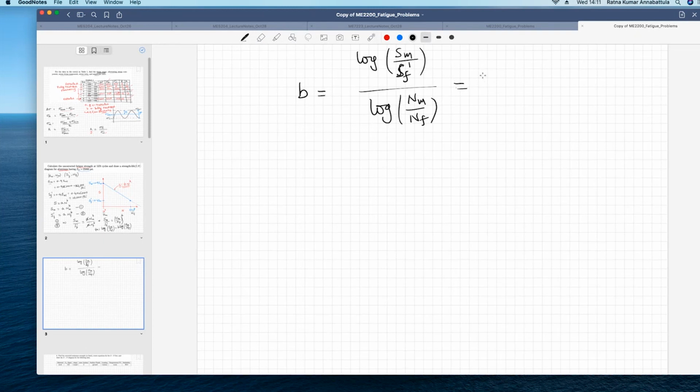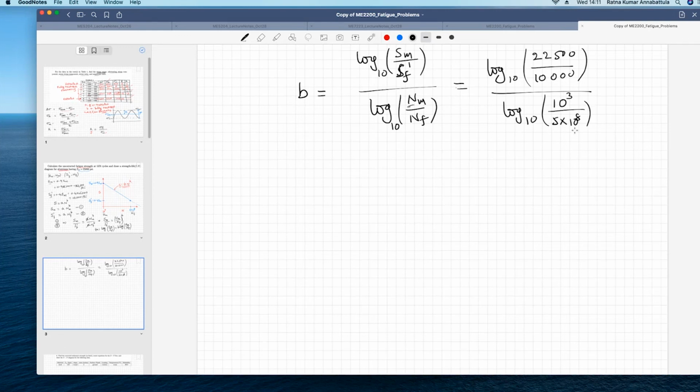So that would be equal to, this log can be log base 10 or log base e, it doesn't matter, but usually because these values are represented in powers of 10, it is customary to use base 10, but it really doesn't matter. You are taking the same log on both sides. So log, what is SM? SM is 22,500 and SF prime is 10,000, divided by log base 10. NM is 10 cube and this is 5 into 10 power 8.